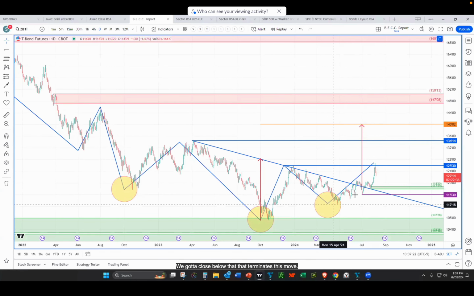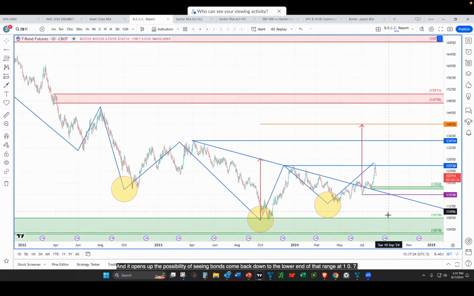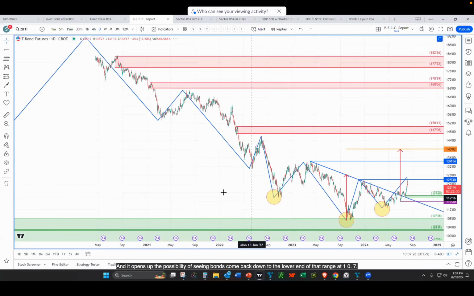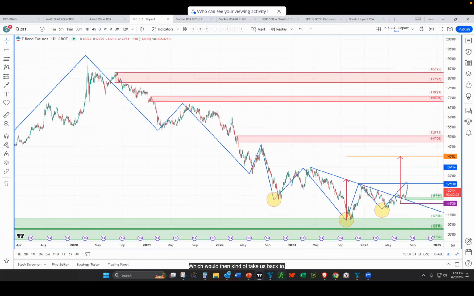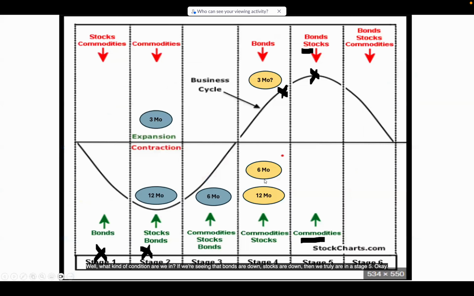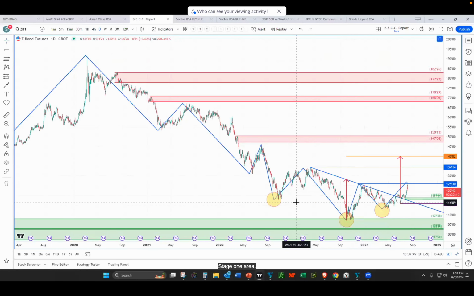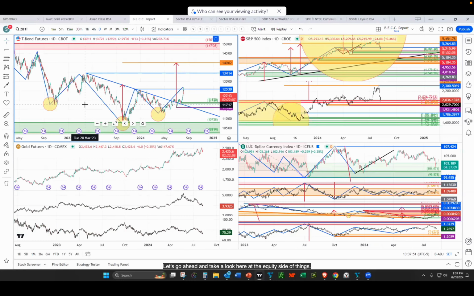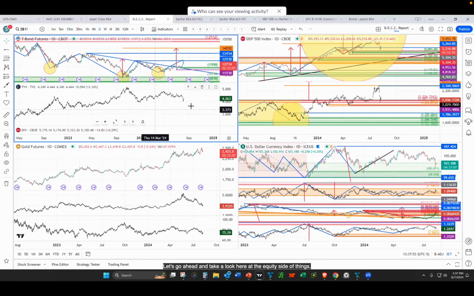We get a close below that. That terminates this move, and it opens up the possibility of seeing bonds come back down to the lower end of that range at 107.28, which would then take us back to the question of what kind of condition we are in. If we're seeing that bonds are down, stocks are down, then we truly are in a stage 5. Okay. If we continue to see that stocks are falling, bonds are moving up, then we could be moving into that stage 1 area. Let's go ahead and take a look here at the equity side of things.